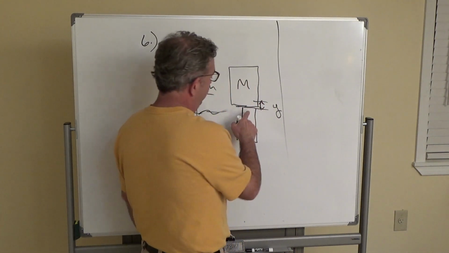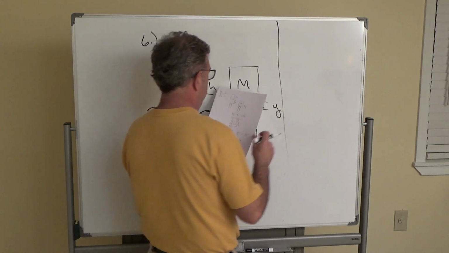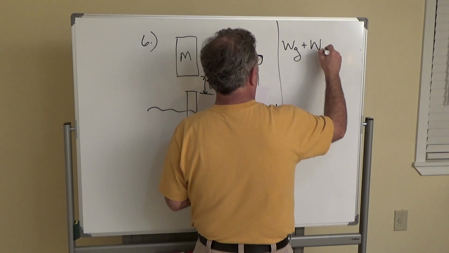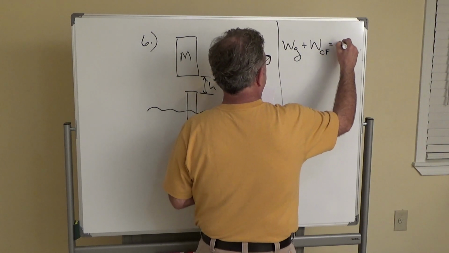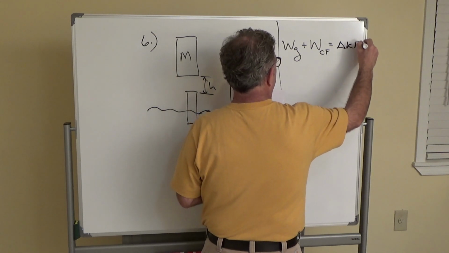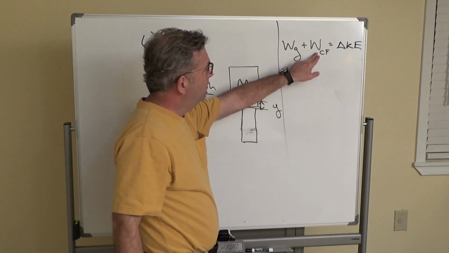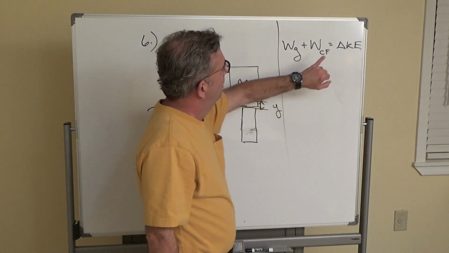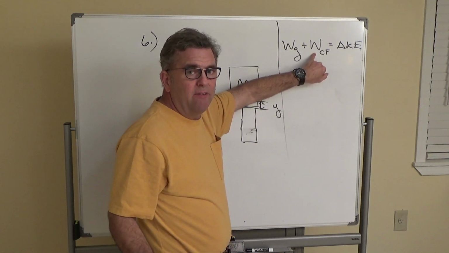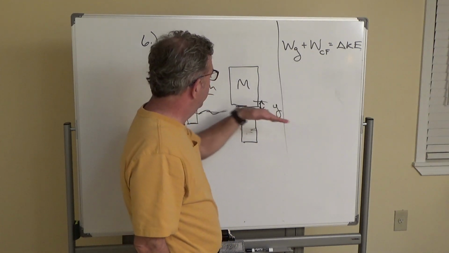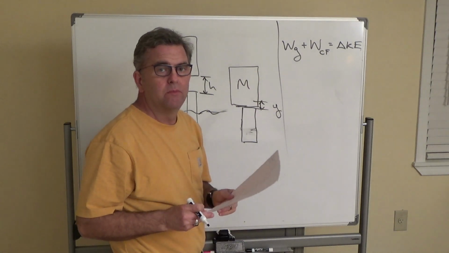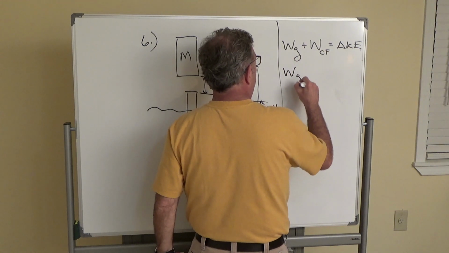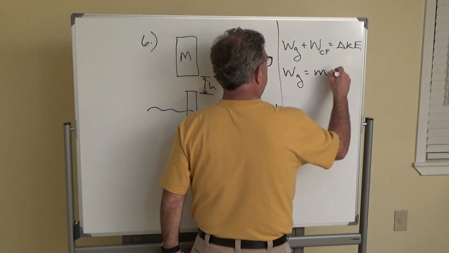When it contacts the post, the work done by gravity plus the work done by the contact force is equal to the change in kinetic energy. And if we can figure out the work done by the contact force, then we can figure out the average force that was acting on the object through this distance. All right? So how much work is done by gravity? Well, that is mgy.